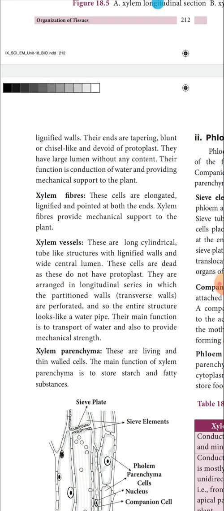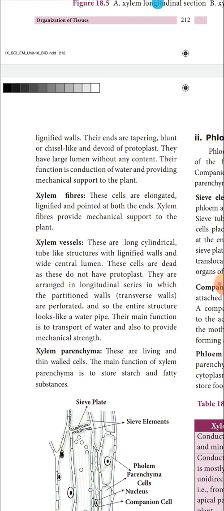And perforated, what is meant by perforated? There are holes on the walls. That is called perforated, and so the entire structure looks like a water pipe. Their main function is to transport water and also provide mechanical support. So please see children, in xylem, both xylem vessels and tracheids are involved in the conduction of water and provide mechanical strength. Xylem fiber provides only mechanical strength to the plant.